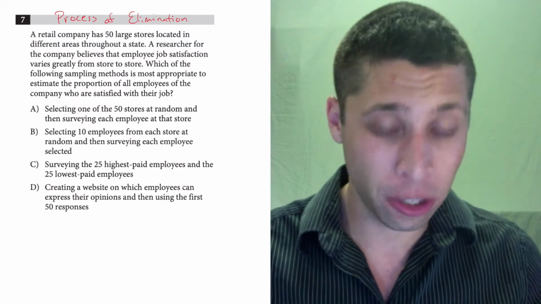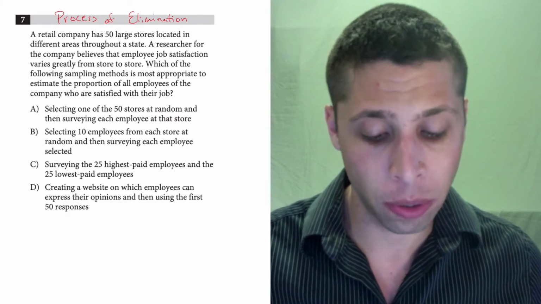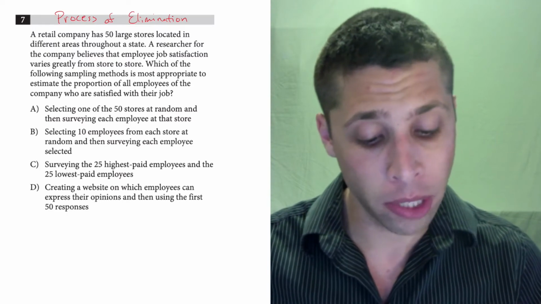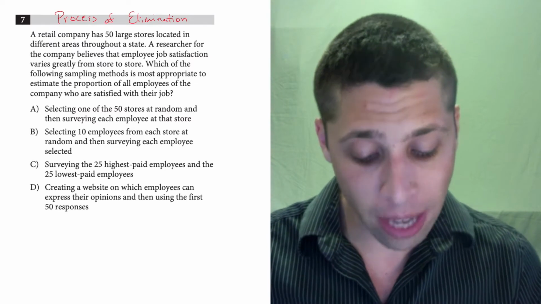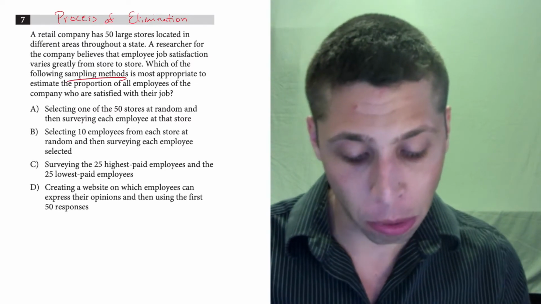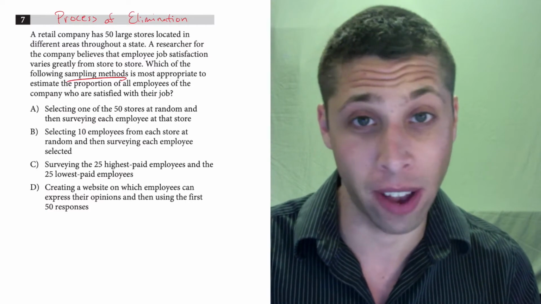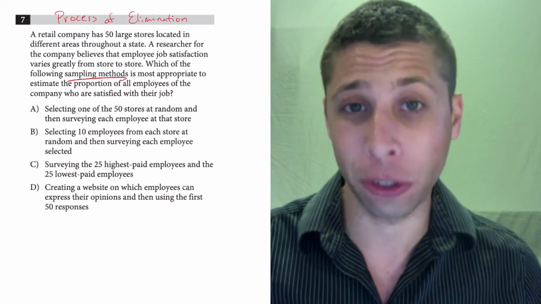So if we look at the situation, let me read it here. A retail company has 50 large stores located in different areas throughout a state. A researcher for the company believes that employee job satisfaction varies greatly from store to store. Which of the following sampling methods is most appropriate to estimate the proportion of all employees of the company who are satisfied with their job? So we're asking a survey.